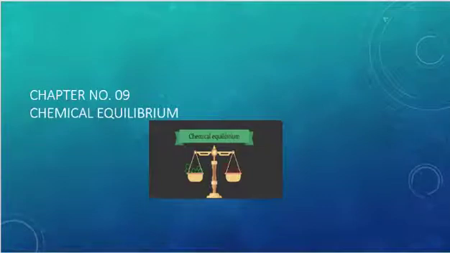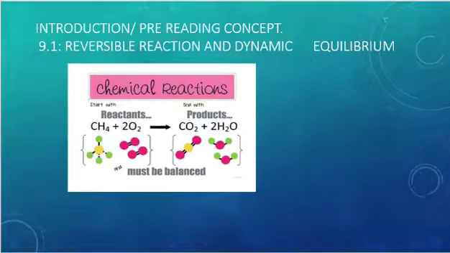Here in this picture you can see that in a chemical equilibrium, when the two reacting species and the products are produced, one side of a chemical reaction must be equal to the other side. This state will cause chemical equilibrium. How these states are achieved, we are going to discuss. Now, starting with the introduction or pre-reading concept.